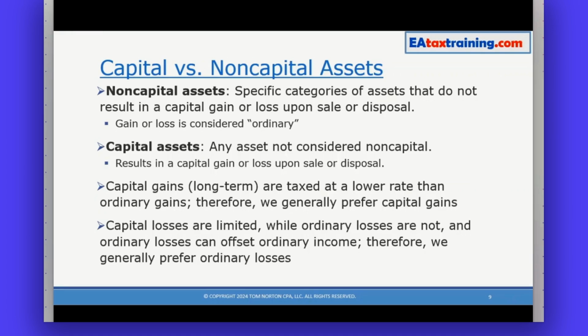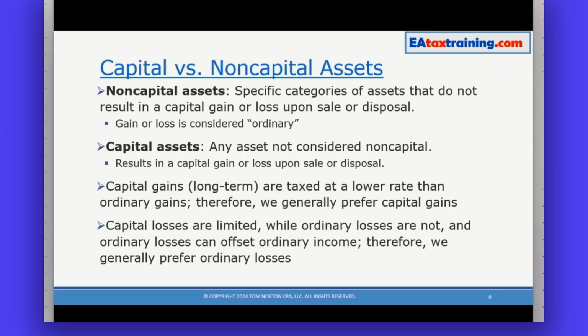Because capital gains, long-term capital gains, are taxed at a lower tax rate than ordinary gains and other ordinary income. So if you have income from your salary, for instance, that is taxed at just regular tax rates, what we call ordinary tax rates. That is ordinary income. Long-term capital gains are taxed at a lower tax rate. It's a capital gains tax rate. Capital losses, on the other hand, are limited, while ordinary losses are not.